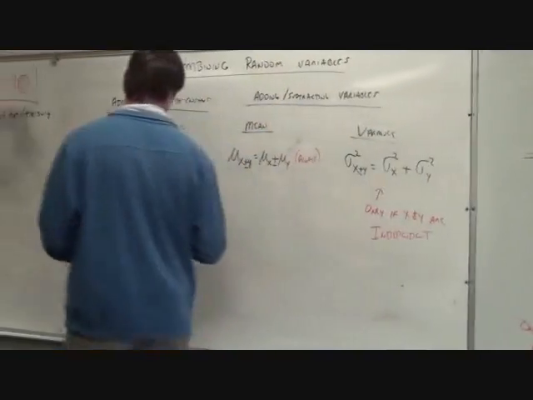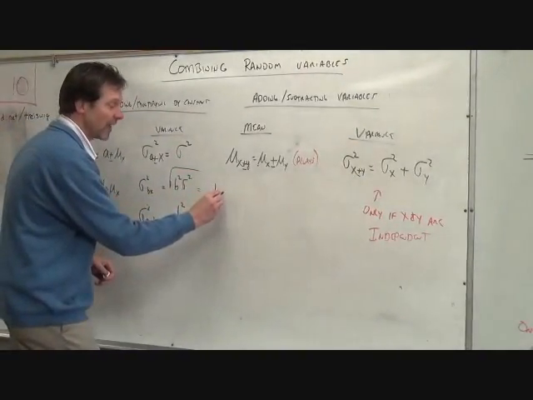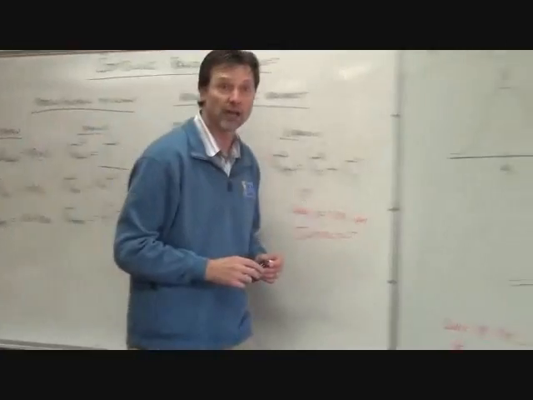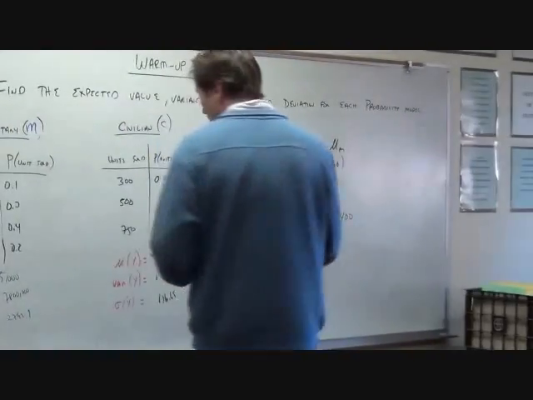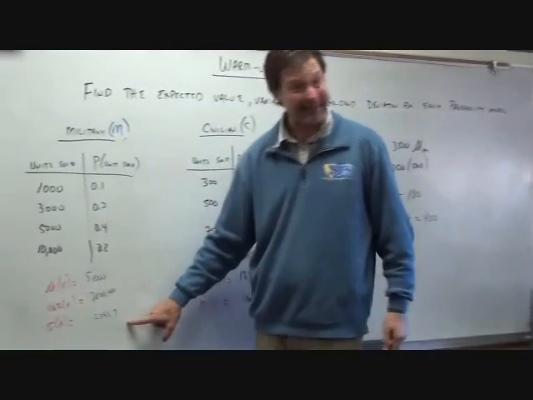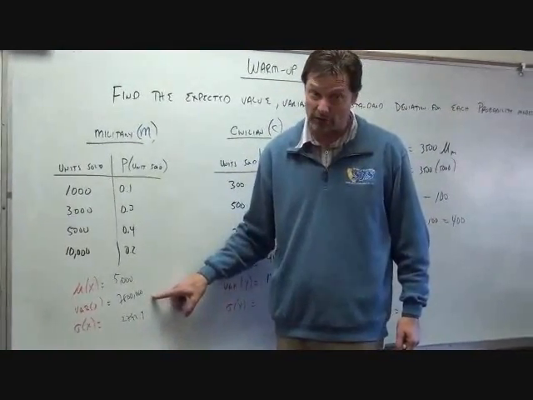But if you're trying to find the standard deviation and you took the square root of it, it would just be 3,500 times the old standard deviation. So if I'm trying to find my new standard deviation, it would just be 3,500 times that. If I was trying to find my new variance, it would be 3,500 squared times that.